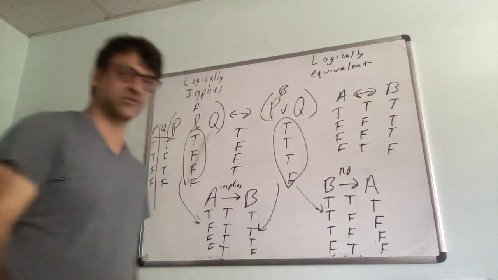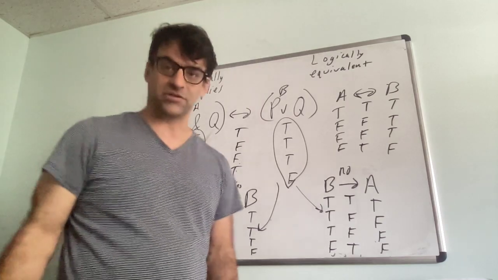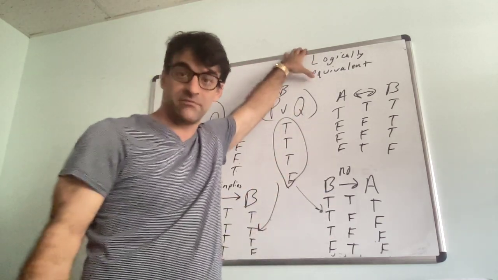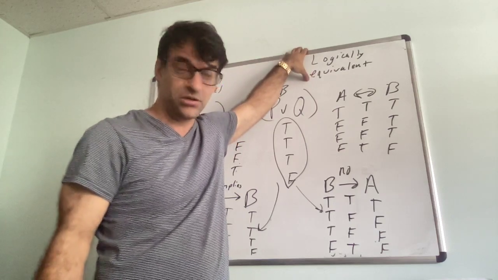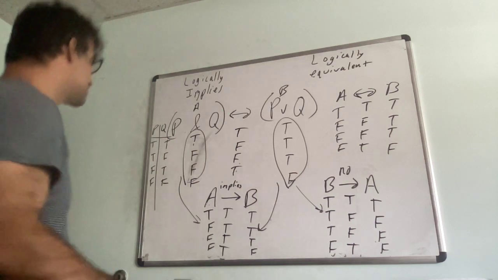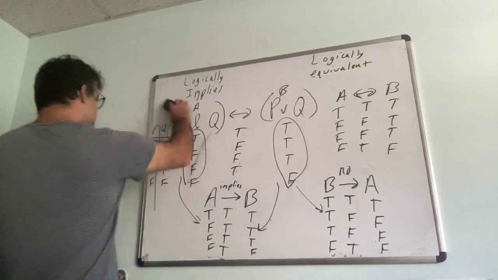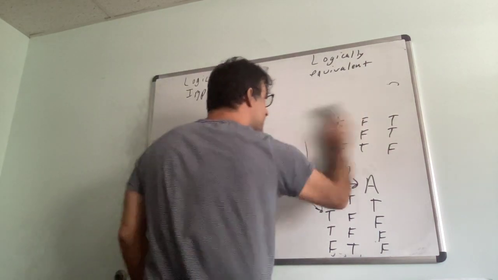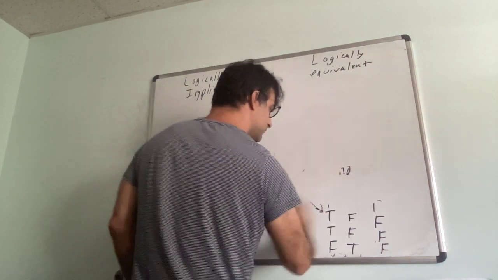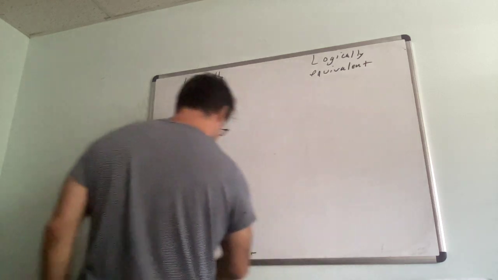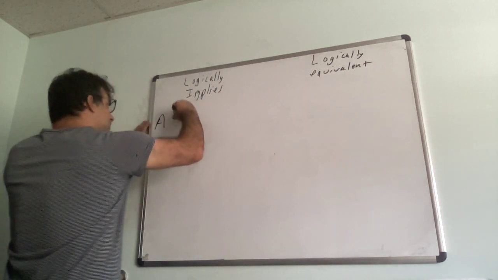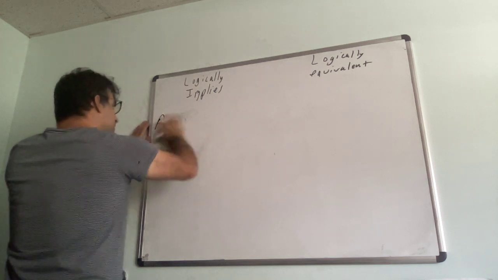Sometimes they have the same truth value, sometimes they don't. Overlapping truth value is not the same as logically equivalent. Logically equivalent means they have the same truth value no matter what. Let's look at a logically equivalent one to see how this works. And I'll talk about where we're going with this. Now P and Q.